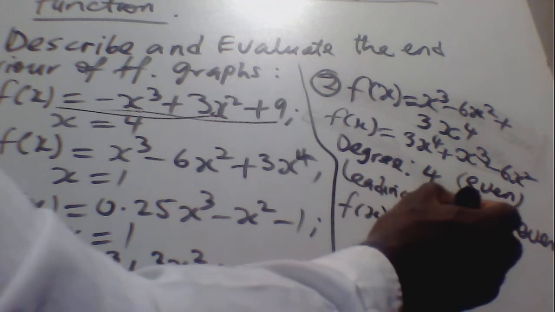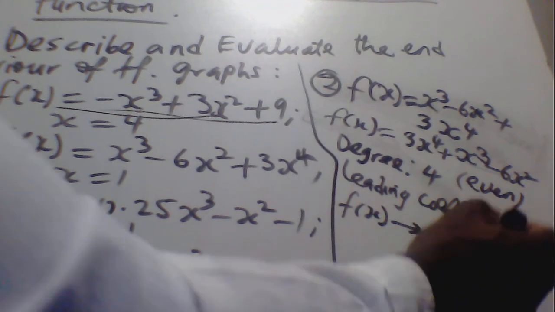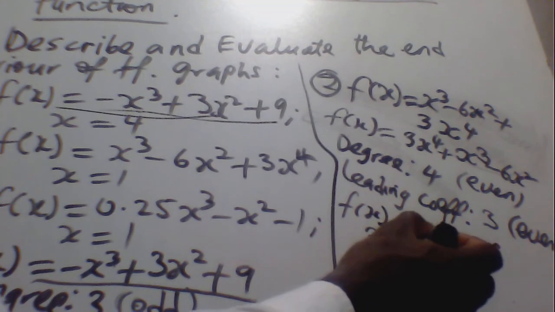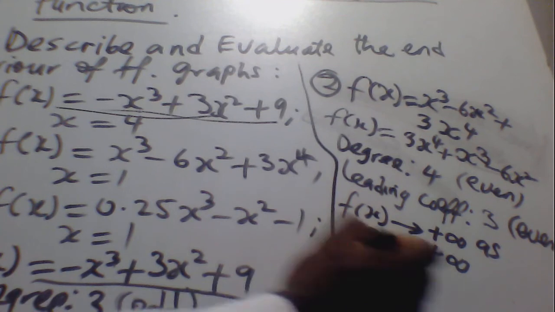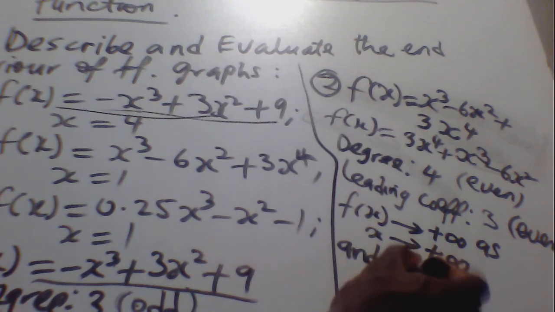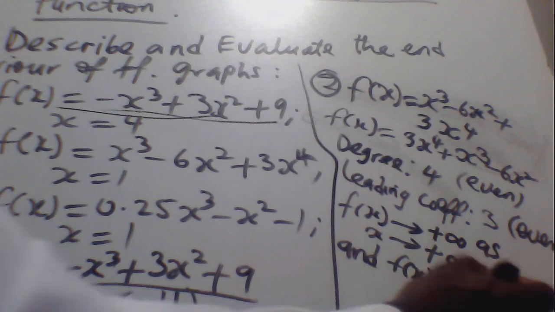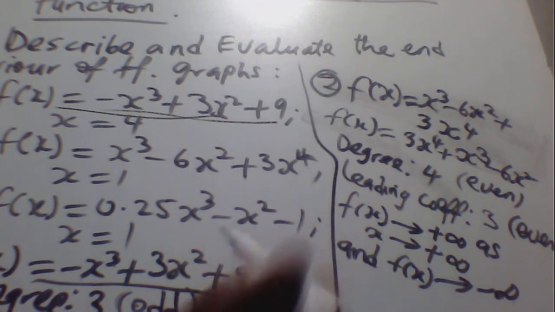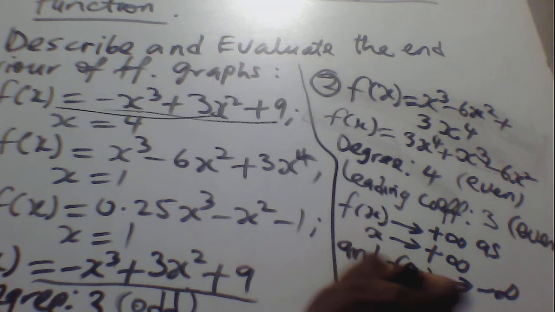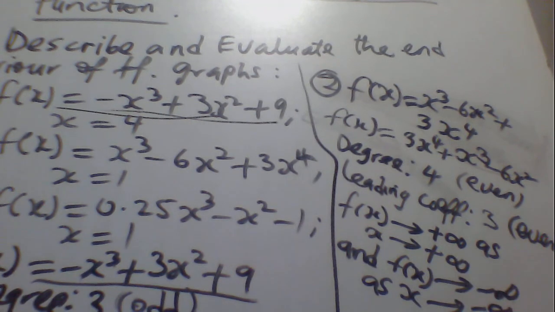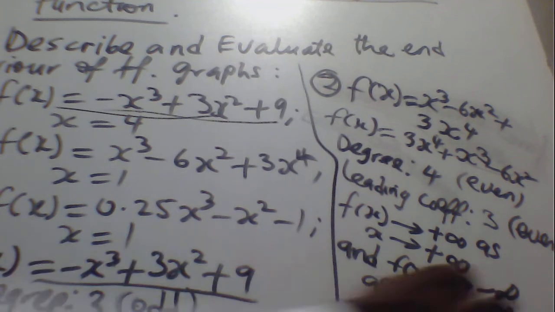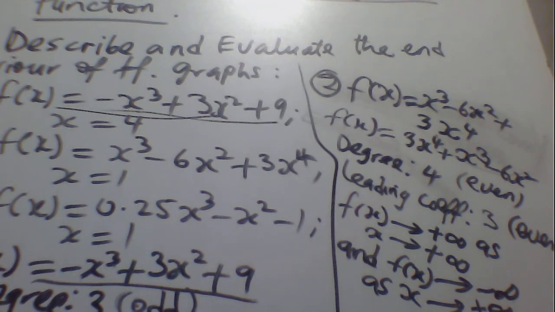F of s will tend to positive infinity as s tends to positive infinity. And f of x will tend to positive infinity as s approaches negative infinity, as s approaches positive infinity. So you can go to the website to check this concept, whether it is correct.